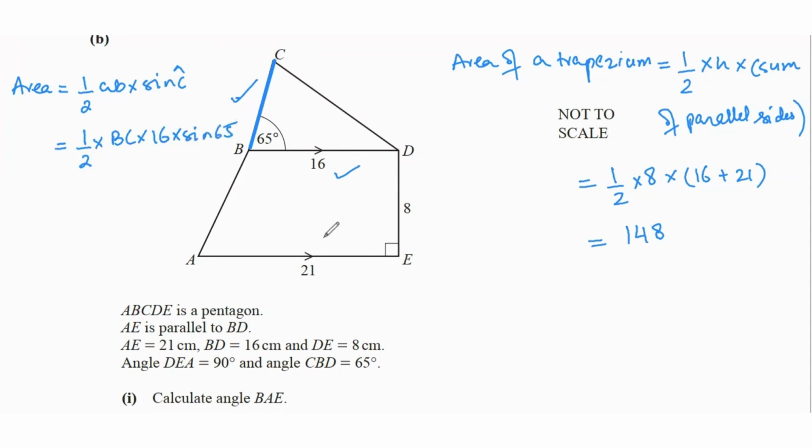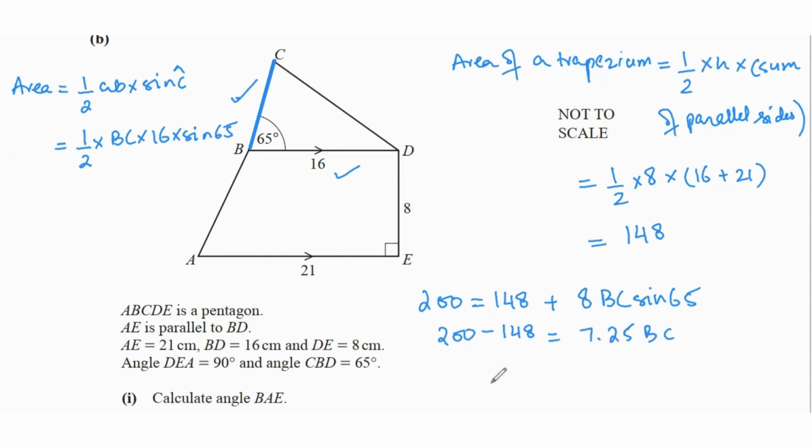So the total area of this pentagon would be the sum of these two. So 200 equals 148 plus 8 BC sine of 65. So that's going to be 200 minus 148 equals 7.25 BC. So 52 divided by 7.25, which is going to give us 7.17 centimeters. That is the length of BC.